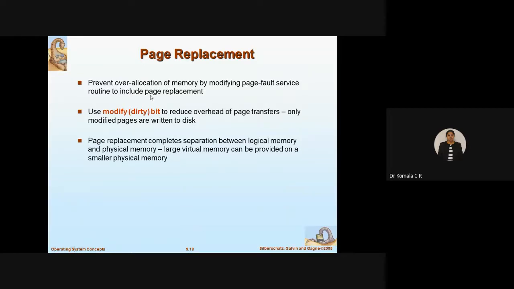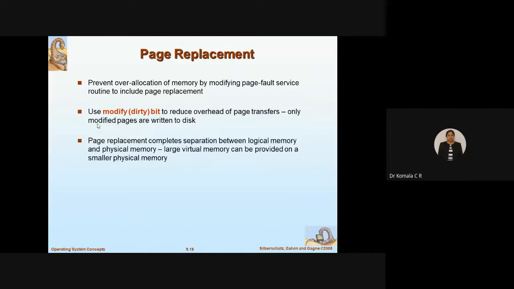Coming to the first step here: prevent over-allocation of memory by modifying the page fault service routine to include page replacement. We know that we are going to allocate the memory space by modifying this page fault service, but don't do over-allocation. The overhead should be reduced. I cannot say that the overhead is 0. No, overhead is there, because whichever page we find as a fault, we reset and restart, right? So anyway overhead is there, but try to avoid it. It should be minimum.